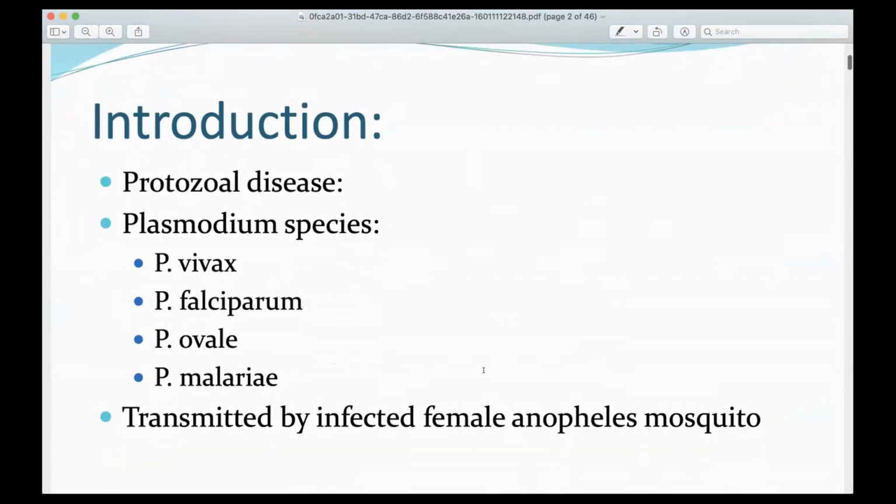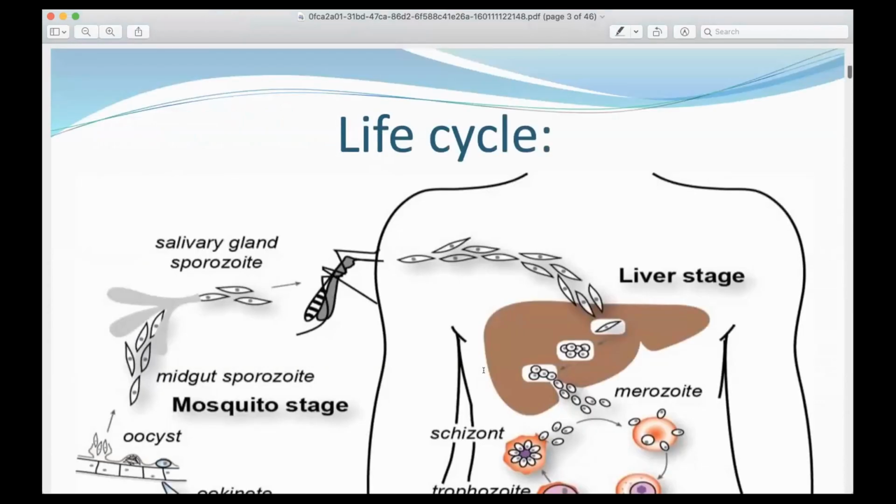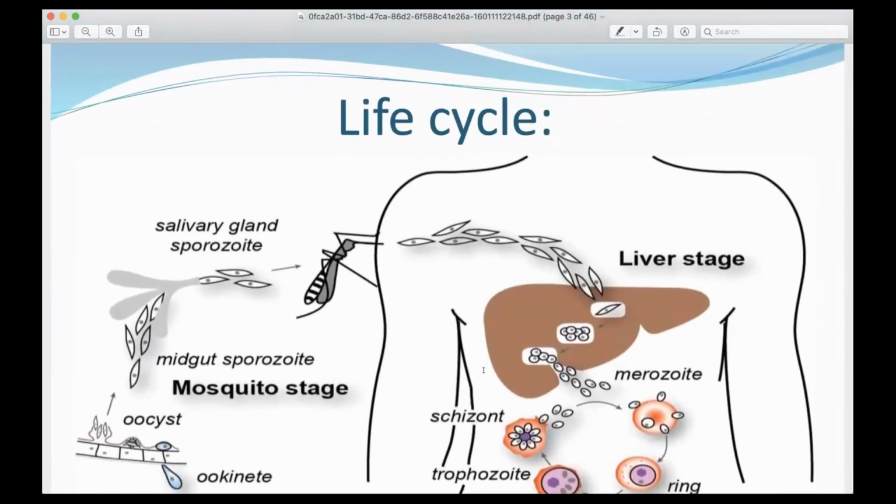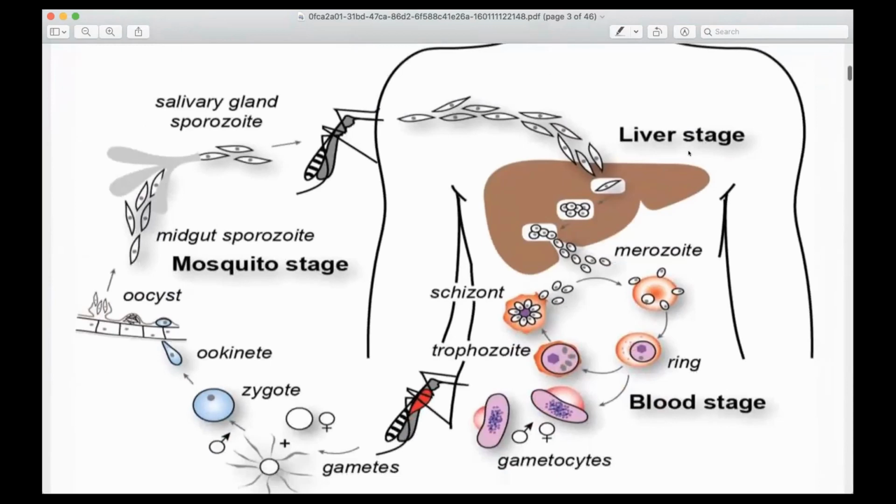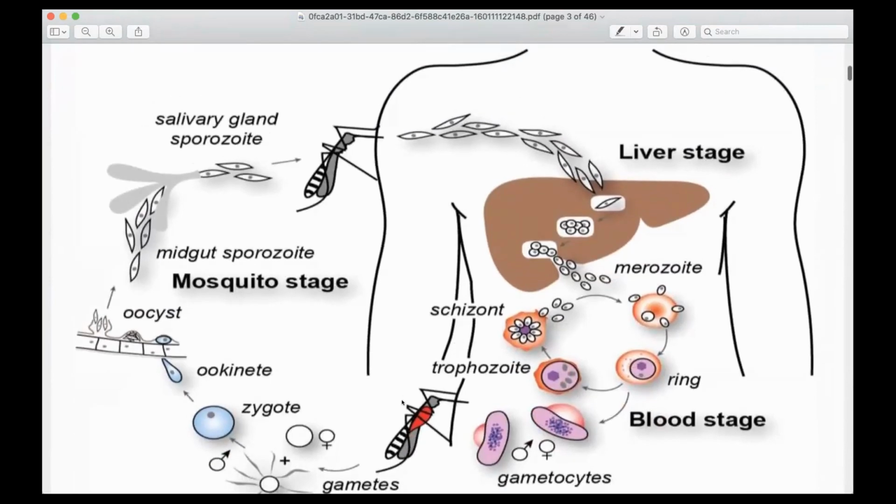Malaria is basically a protozoal disease. The causative agents are Plasmodium species, especially Plasmodium vivax, falciparum, ovale and malariae, and it is transmitted by the infected female Anopheles mosquito. So this is the life cycle of these Plasmodia. It has two parts: one is in the human body and the other is in the mosquito's body. So what happens when there is an infected person?